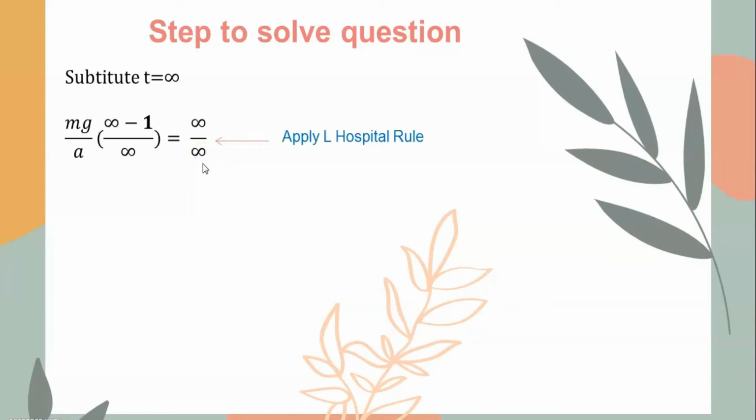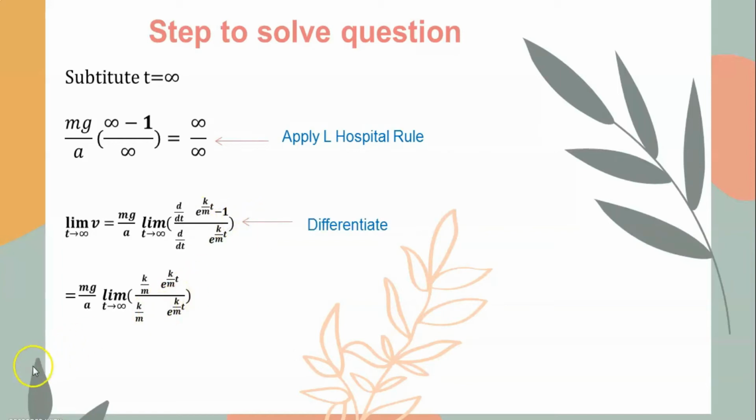What we have to do to solve this question is apply L'Hospital's rule. L'Hospital's rule means we have to differentiate the limit as t approaches infinity. So we will differentiate both the denominator and the numerator. We will differentiate the exponents and we will get this answer.